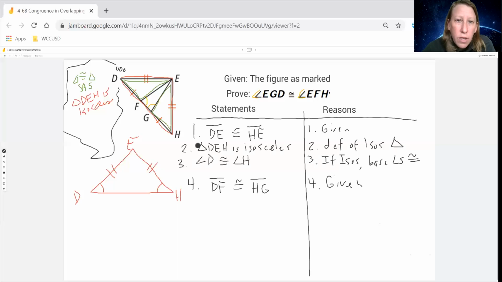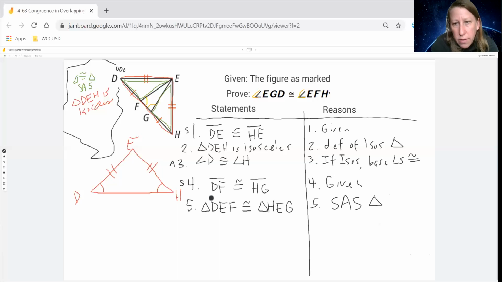Okay, let's see what we have. We have a pair of sides. We have the angle included between them, and we have another pair of sides. So that's enough for me to write the green triangles. Triangle DEF is congruent to triangle HEG. The reason is that we have a side, an included angle, and another pair of sides.